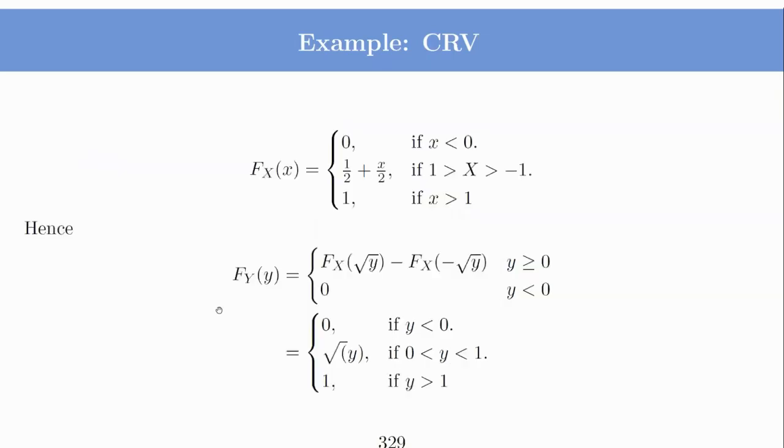So we know that for y less than 0, it is 0, and for y greater than 0, it is given by this equation. So we plug it back, and what we get is, if y is less than 0, it is 0. If y is between 0 and 1, it is square root of y. And when y is greater than 1, this means X squared of omega is less than or equal to a number which is more than 1, so it includes the complete sample space. So it will be 1.